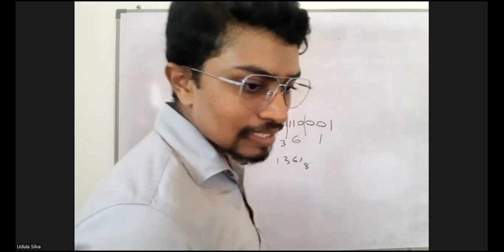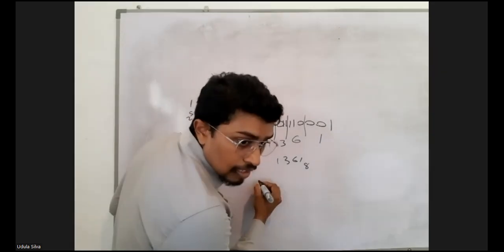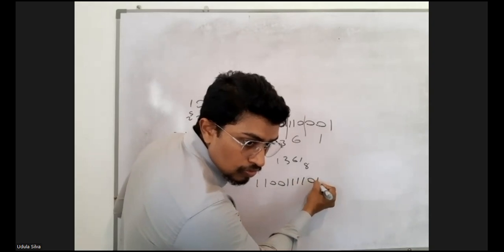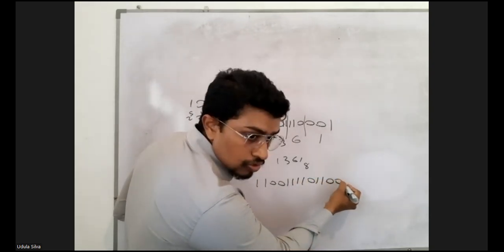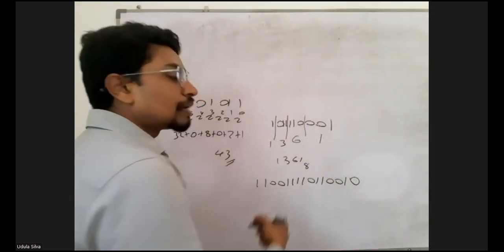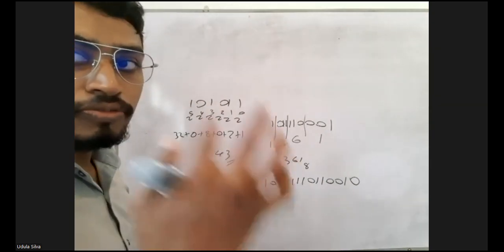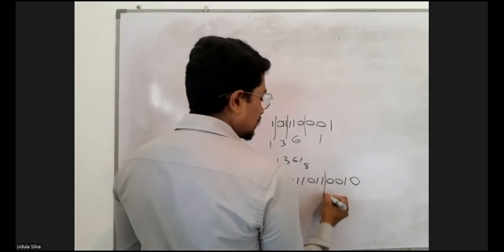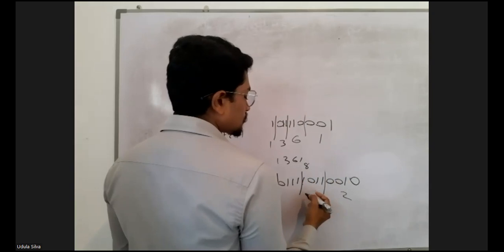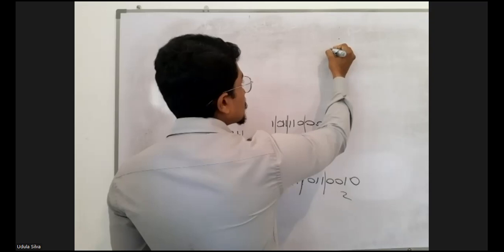Fourth one. What is the hexadecimal number equivalent to 110011101010? So we need to find the hexadecimal equivalent of this. How do you convert binary to hexadecimal? You have to group it into sets of 4 bits. So 1, 2, 3, 4, break, 1, 2, 3, 4, break, 1, 2, 3, 4, break. Here we have 2. Here, 8 plus 2 is 10, 10 plus 1 is 11.